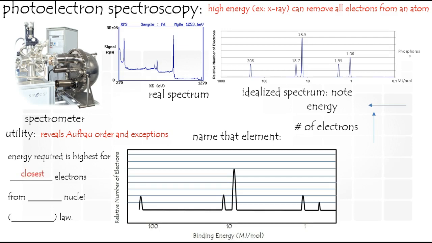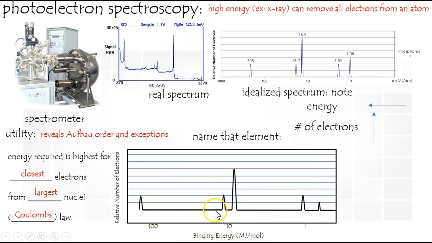So it's for the closest electrons from which nuclei? Well, it would be the nuclei with the highest positive charge. That would be the largest nuclei, you know, the ones with 118 protons, for example. This should be, I think, more or less common sense, but it is also expressed mathematically. This is Coulomb's law.